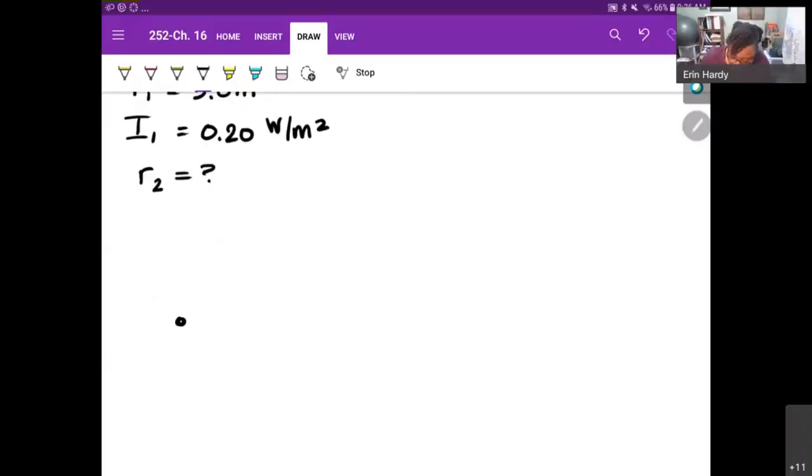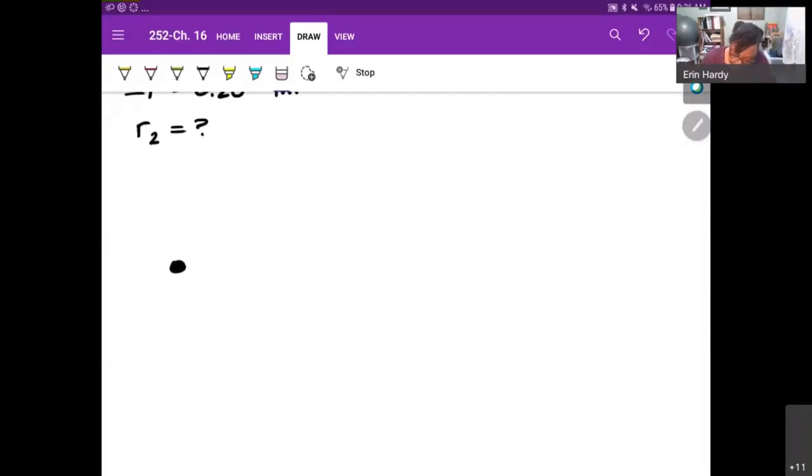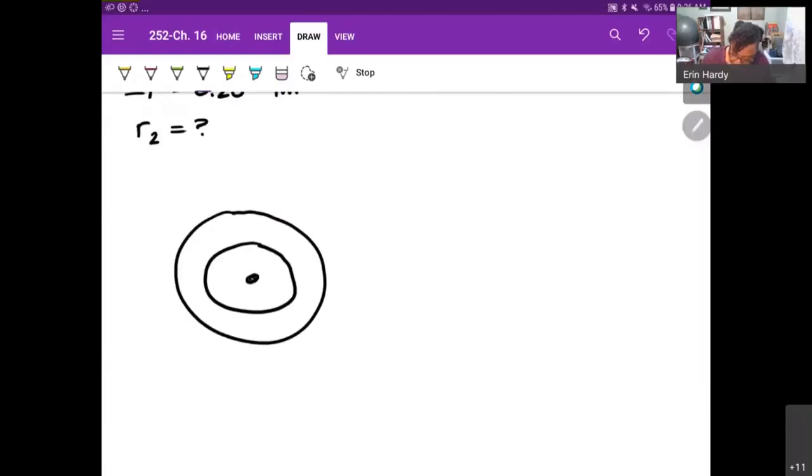Okay, so let's just real quick make a sketch of what we're trying to evaluate here. We'll say this is R2. This can be R1, and then here's our source there in the center. R1 is red, R2 is green. We know I1 and I2.